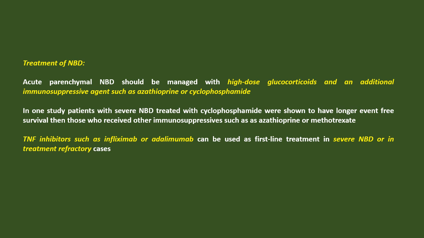Treatment of NBD. Acute parenchymal NBD should be managed with high-dose glucocorticoids and an additional immunosuppressive agent, such as azathioprine or cyclophosphamide. In one study, patients with severe NBD treated with cyclophosphamide were shown to have longer event-free survival than those who received other immunosuppressives, such as azathioprine or methotrexate. TNF inhibitors such as infliximab or adalimumab can be used as first-line treatment in severe NBD or in treatment-refractory cases.